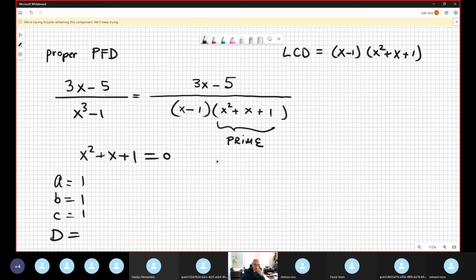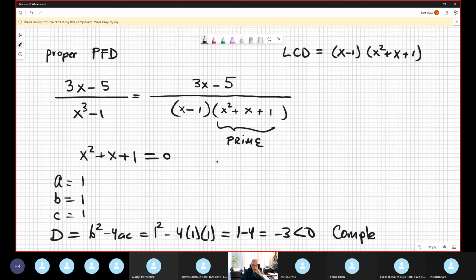It's 1, 1, 1, no? 1, 1, 1. And the discriminant is b squared minus 4ac. It's 1 squared minus 4 multiplication by 1 multiplication by 1. It's obvious that 1 minus 4 is minus 3. And when it's negative, it's because it's a complex solution.